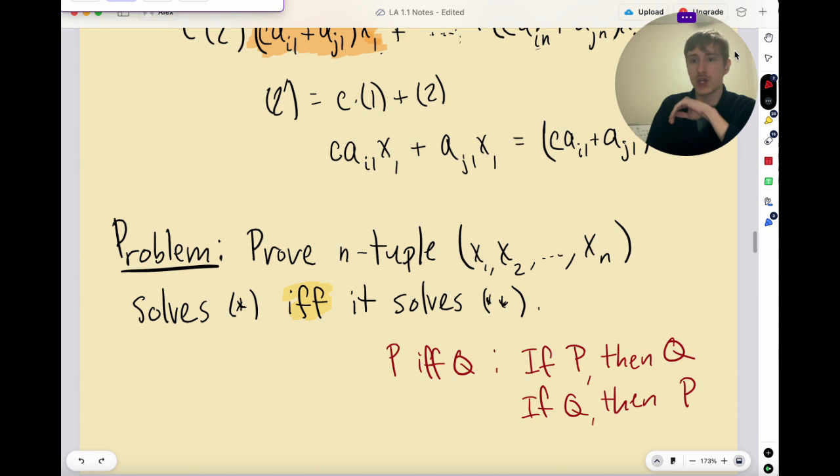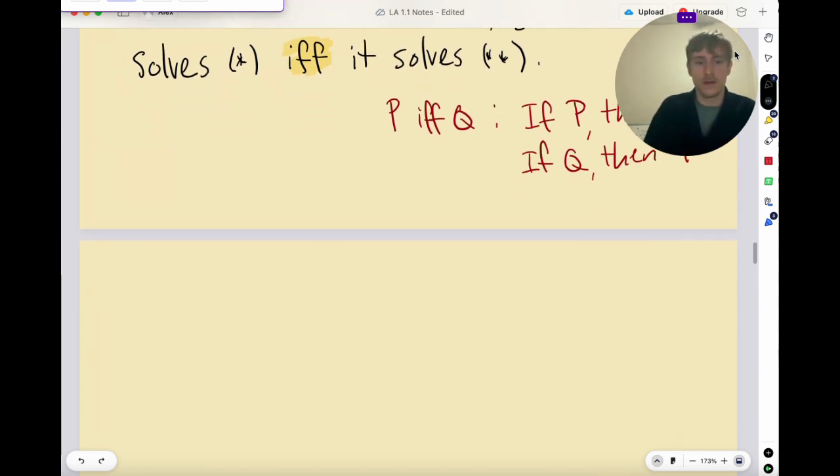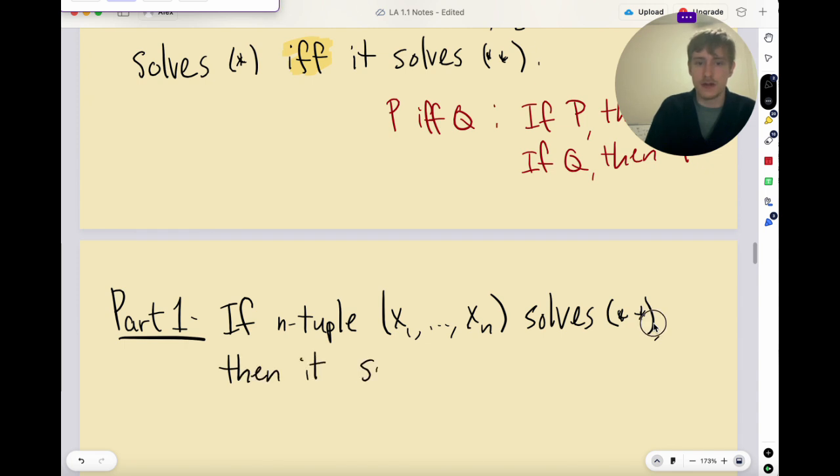So I'm actually going to show kind of the reverse, and then I think the original direction is easier. Okay, so we'll say part 1: if the n-tuple x1 through xn solves double star, then it solves star. Okay? Okay, so how are we going to do that?